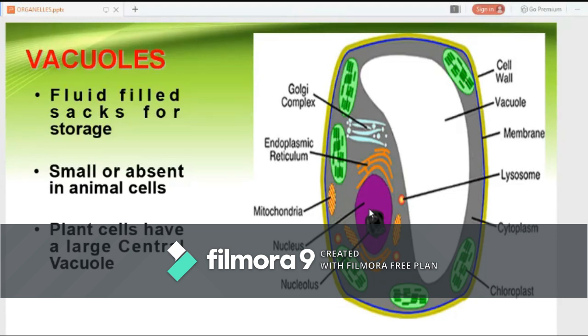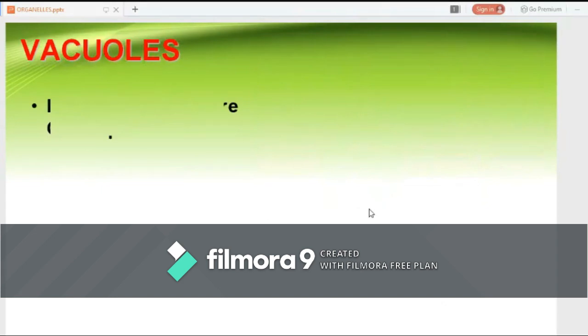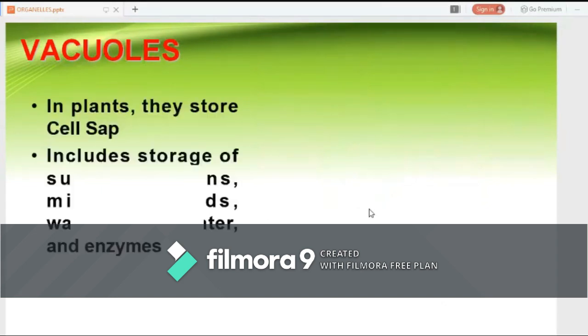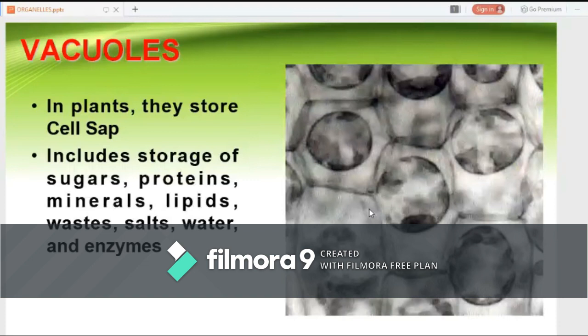And they function for intracellular digestion, space filling, and control of cell turgor. Aside from water, sugar, and salts, vacuoles in plant cells also contain pigments such as anthocyanins and toxic molecules. The toxic molecules help protect plants from herbivorous animals. In some protists, contractile vacuoles rid the cell of excess water.